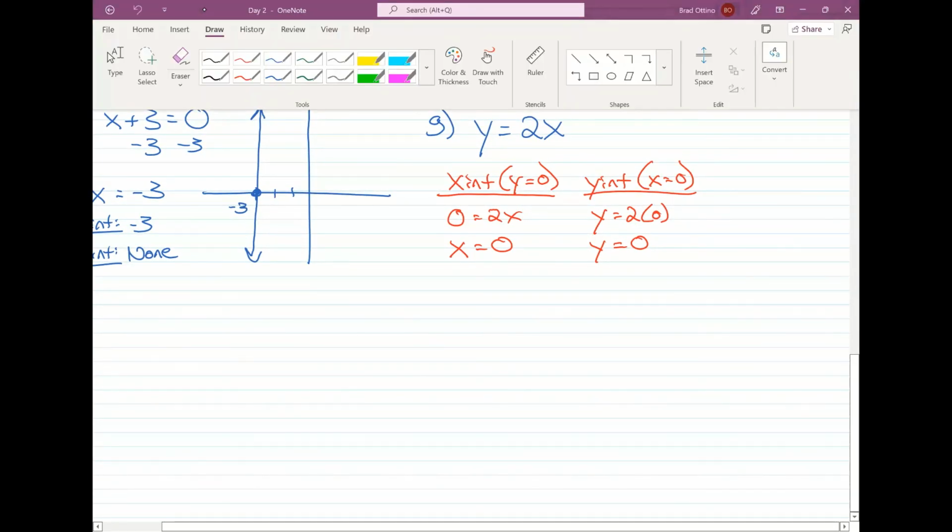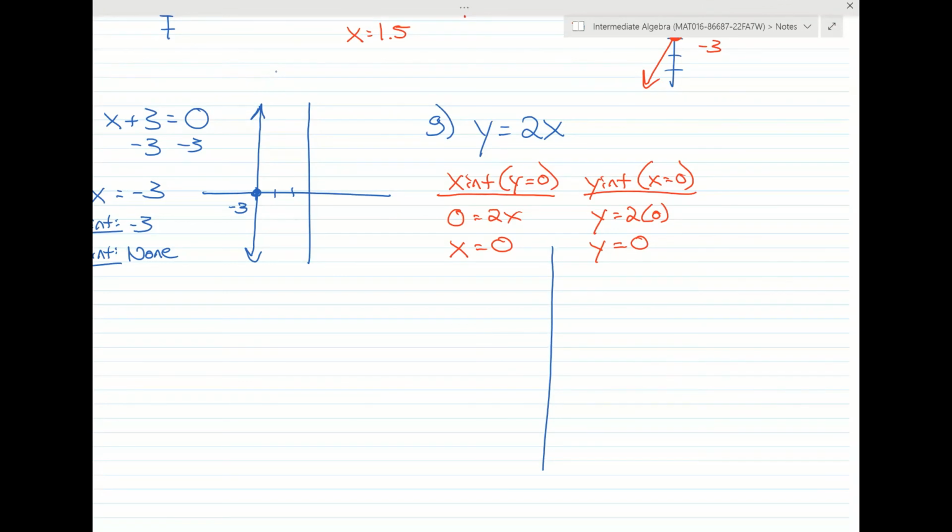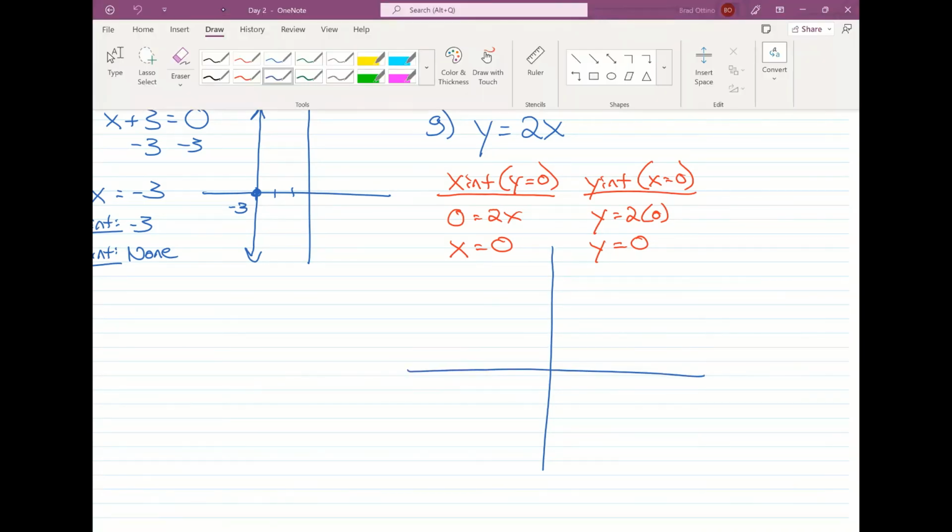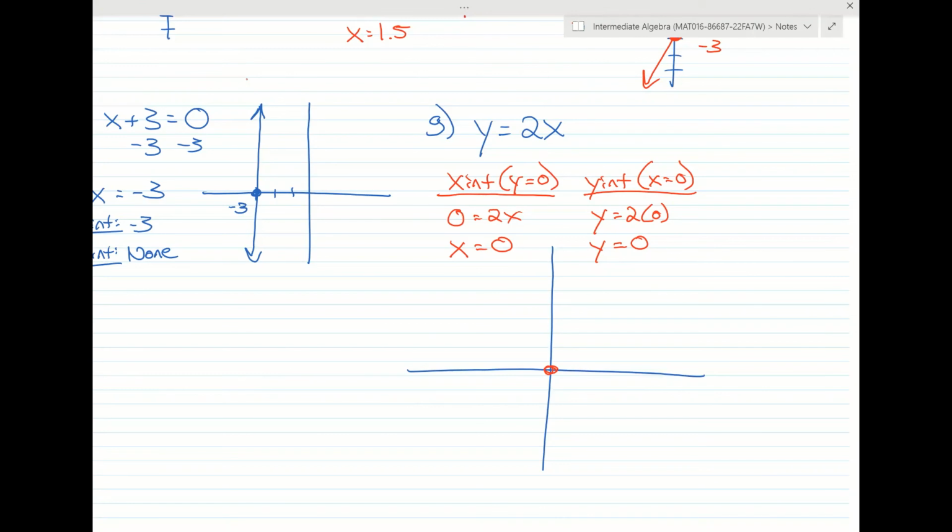When we go to graph this, the x and y intercepts are both 0. How are we supposed to graph a line that only has 1 point? Lines are made of 2 points. We only have 1 point. What do we do? Well, they definitely cross right there. The question is, does the line look like this? Does it look like this? Does it look like this?